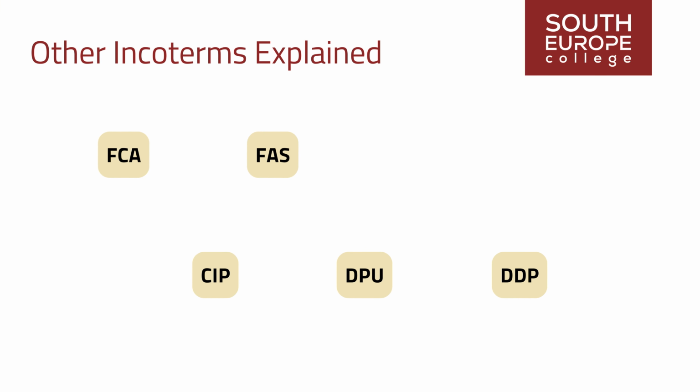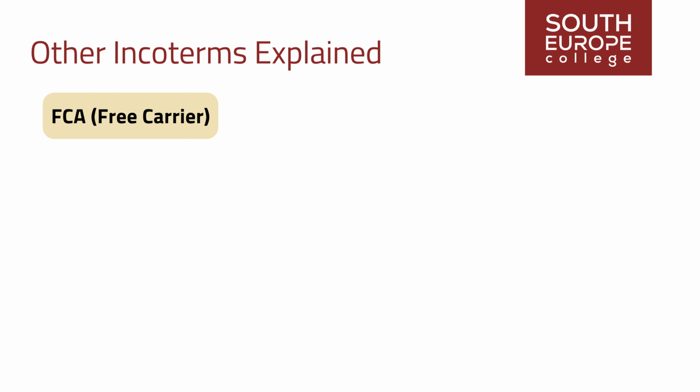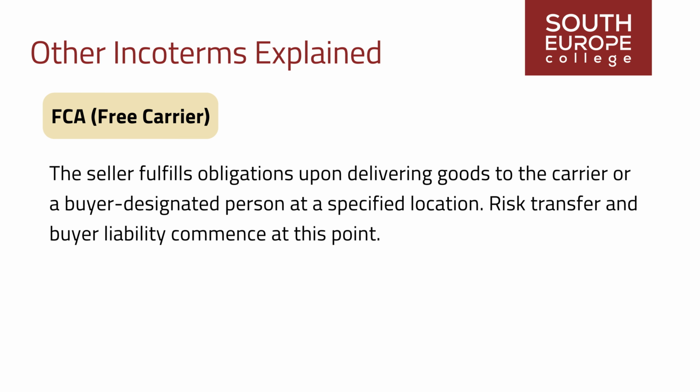In the complex realm of international trade, various Incoterms, such as FCA, FAS, CFR, CPT, CIP, DPU, and DDP, go beyond the commonly known DAP, EXW, CIF, and FOB. These terms are pivotal in defining the responsibilities, costs, and risks in the global movement of goods. FCA, free carrier. The seller fulfills obligations upon delivering goods to the carrier or a buyer-designated person at a specified location. Risk transfer and buyer liability commence at this point.